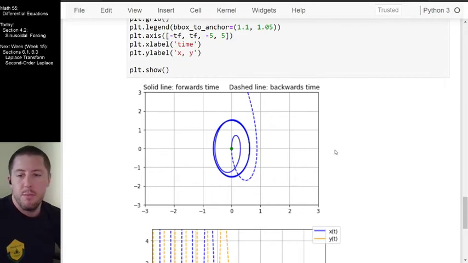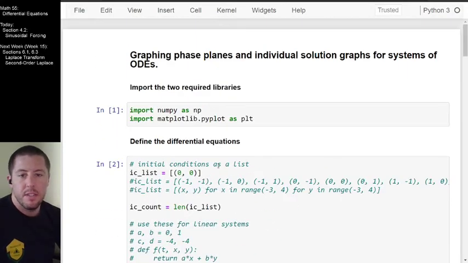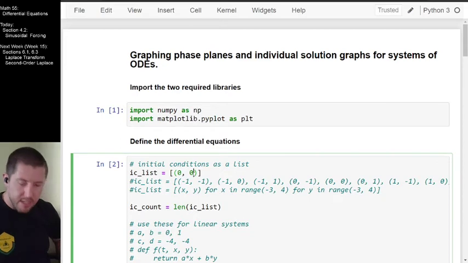So just for a smidge more satisfaction, let's go ahead and check out some other initial conditions out here. I don't know. Let's start at 2, 0.